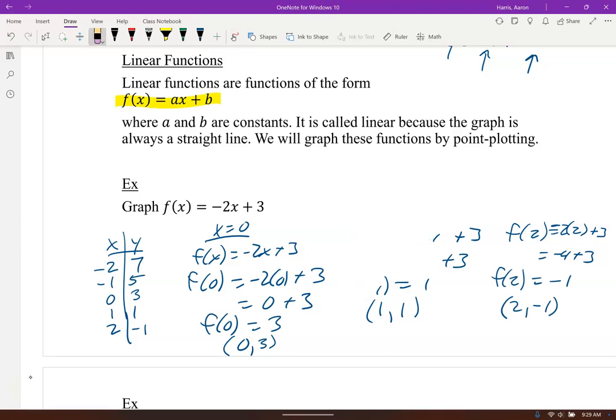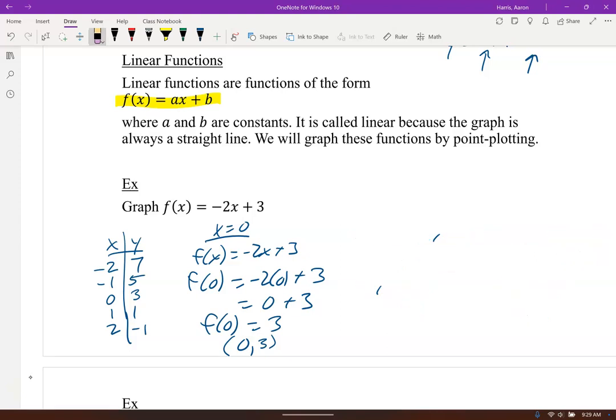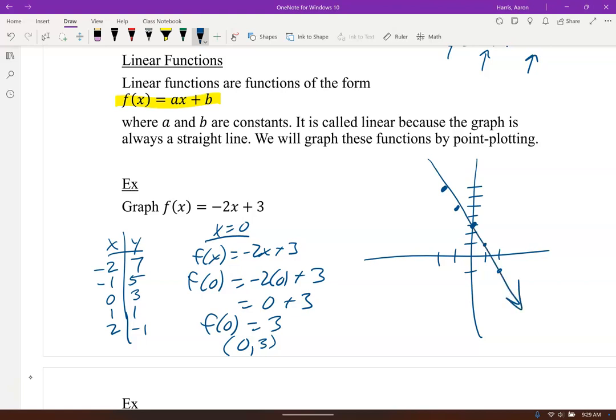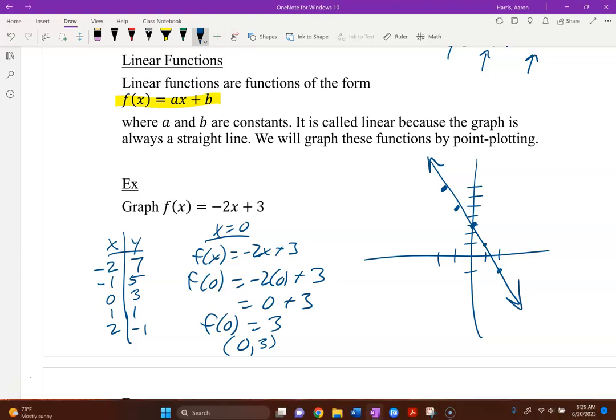And then we'll just graph those points. So we got -2 comma 7, -1 comma 5, 0 comma 3, 1 comma 1, right, 1 up 1, 2 comma -1, right, 2 down 1. And I didn't draw that very well, but that's supposed to be straight. So that's how you plot points for a line.